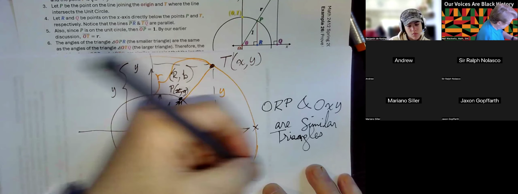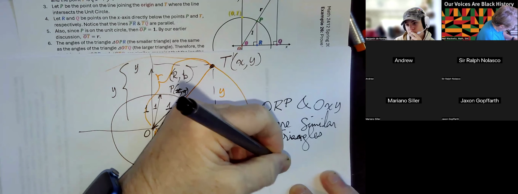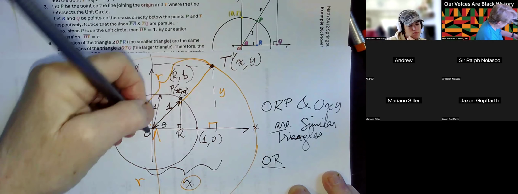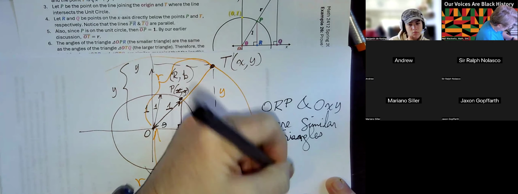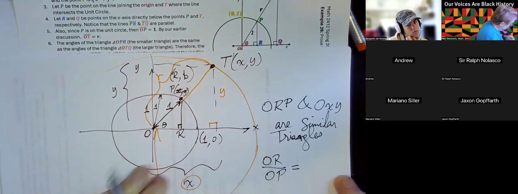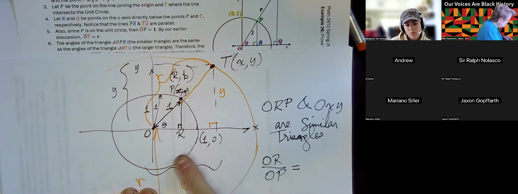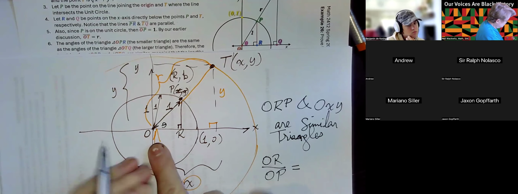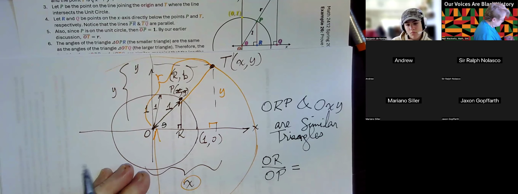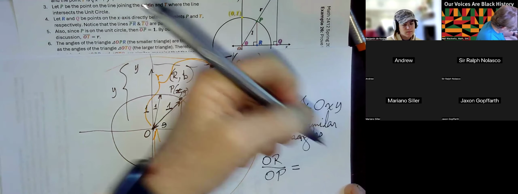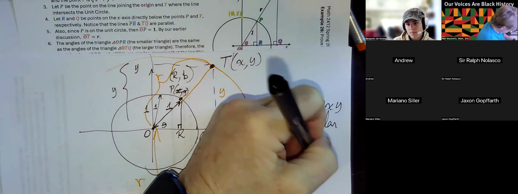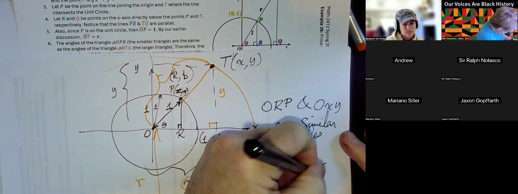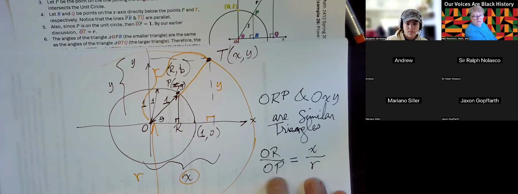So we could say OR divided by OP has to be equal to OX over OT. Well, let's see, OX is just x, OT will be r. So we have to have this relationship.